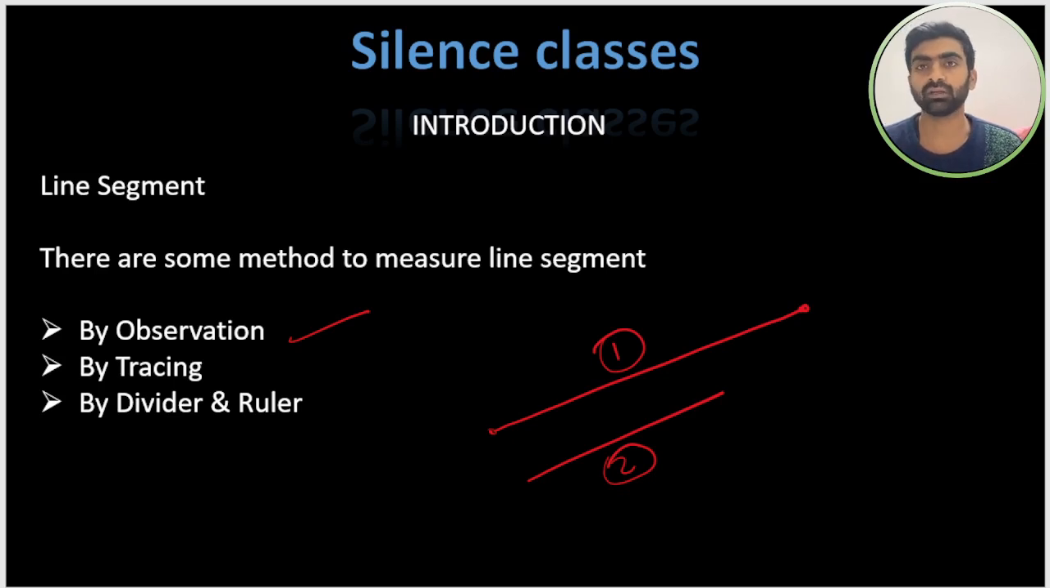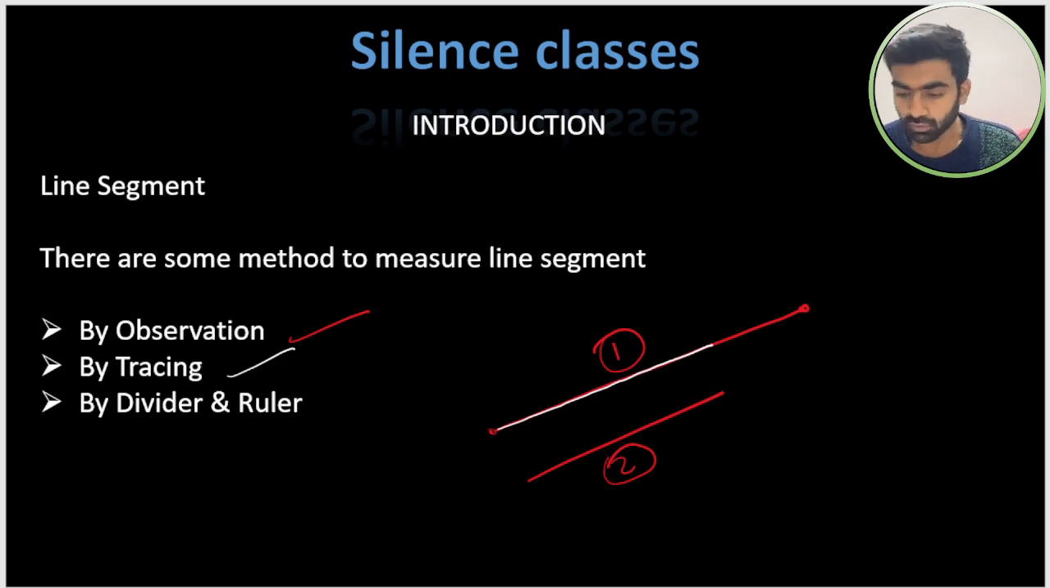By just looking at the figure we can identify which one is greater and which one is smaller. Next, using tracing paper. I hope you know what tracing paper is. In the tracing paper we can mark any line, the first one or the second one, and put that line on the other line. After that we can trace it like this. So we can find out which line is greater and which line is smaller by using the tracing paper.